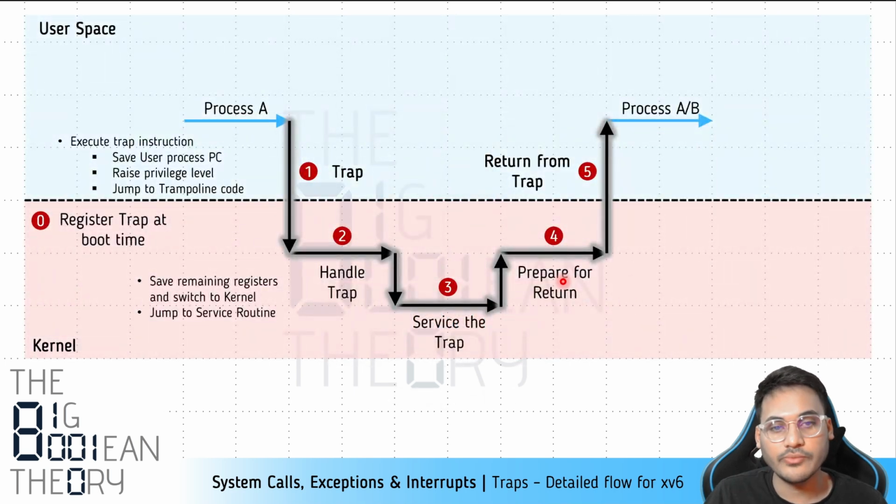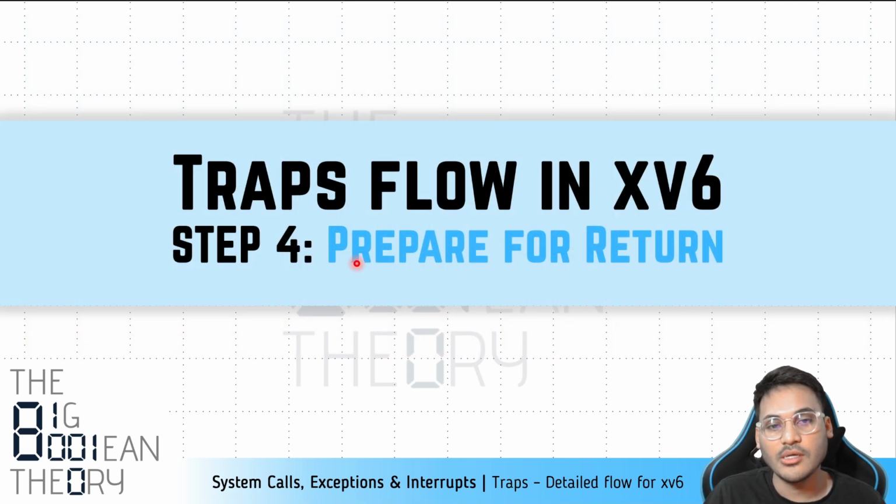Now the job is done, right? The trap happened. We switched from the user process to the kernel. We have done whatever needed to be done. We have serviced the trap. Now it is time to return to user space. Some user process needs to resume execution. So this is where we'll see step 4, that is, preparing for return. We do not immediately return. We first have to prepare for return, right? Let's see what we do in step 4, preparing for returning to the user process.